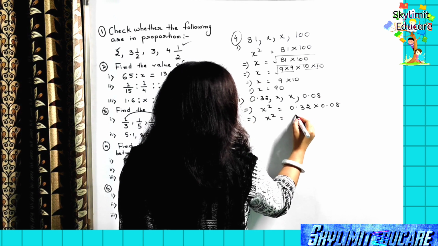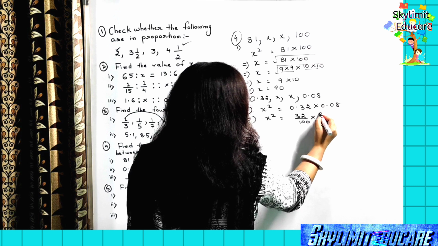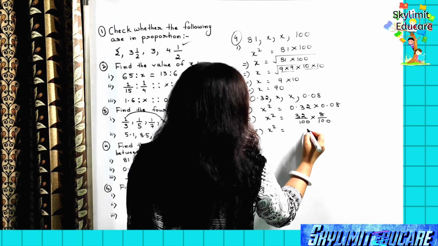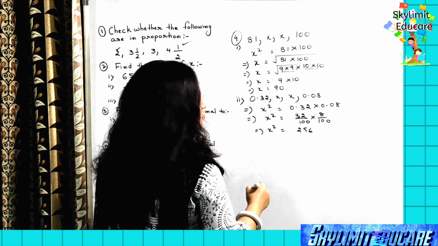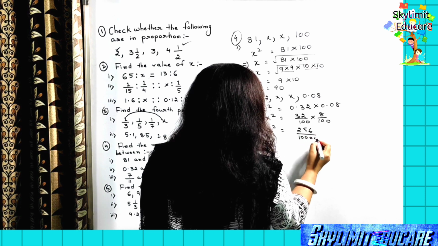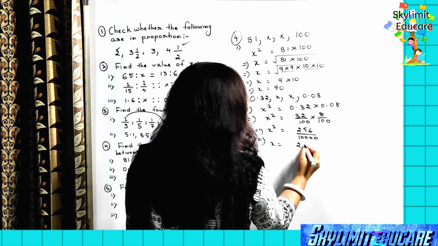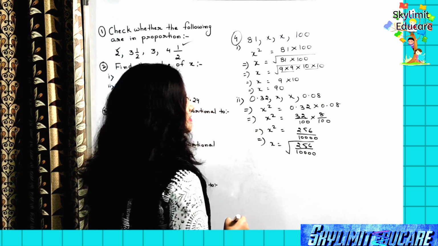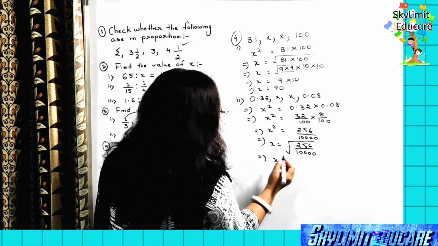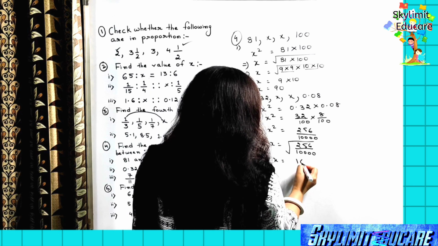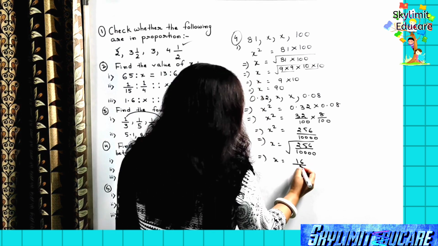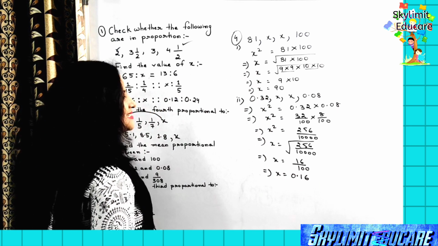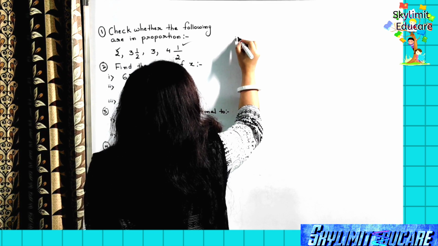x square is equal to, let's solve it, 32 by 100 multiplied by 8 by 100. So that gives us x square equals 256. Multiply these two and this is 1 2 3 4. So that implies x is equal to the square root of 256 by 10,000. And we know that the square root of 256, you can also find it out, is 16. And what is the square root of 10,000? It's 100. So we got the answer as 0.16.